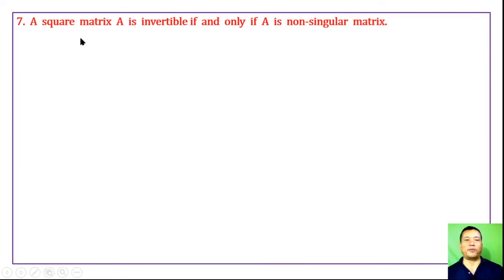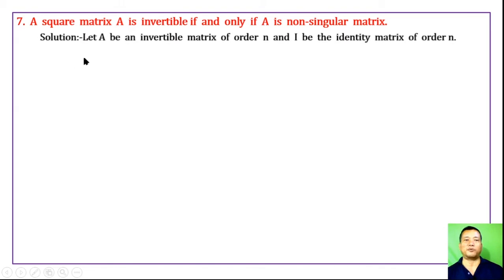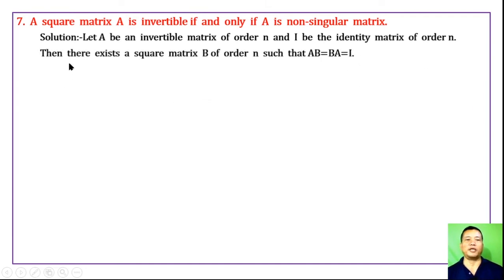Number 7: a square matrix A is invertible if and only if A is a non-singular matrix. Let us prove. Let A be an invertible matrix of order n and I be the identity matrix of order n. Then there exists a square matrix B of order n such that AB equals BA equals I. This is the inverse in matrix multiplication, so B is the inverse of A.